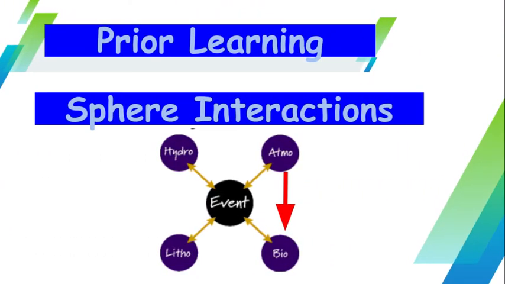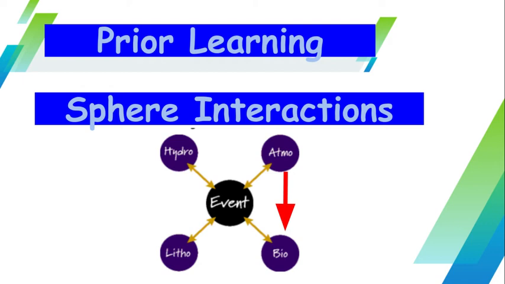In our prior learning, we talked about sphere interactions and the four dominant spheres: the hydrosphere, atmosphere, lithosphere, and biosphere. One subset of the hydrosphere would be frozen liquid water, which would be ice, and that would be the cryosphere. Let's not forget about the cryosphere because that's where our glaciers are, and that's where all of our remaining fresh water is in the glaciers.